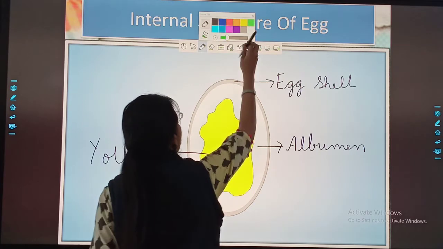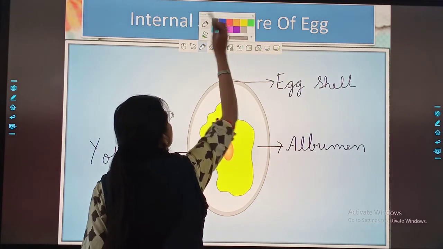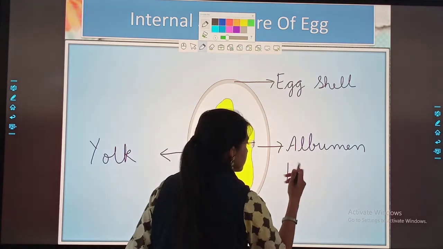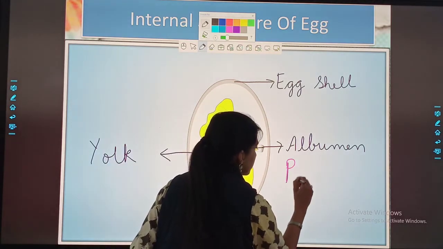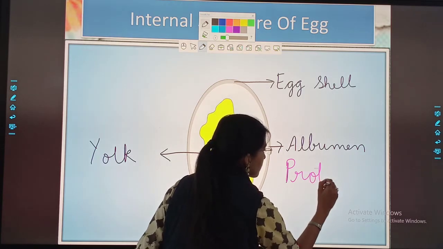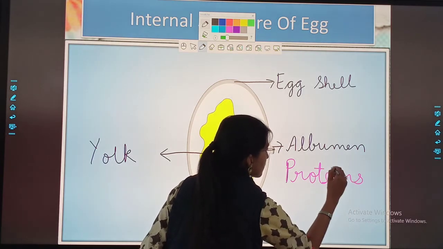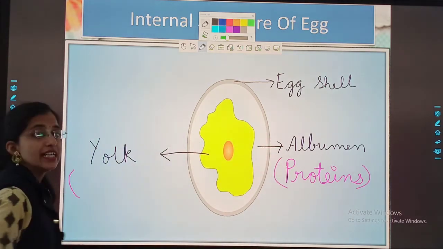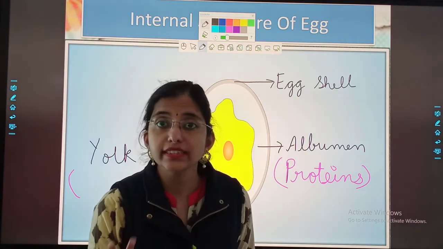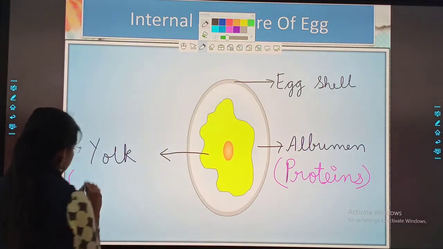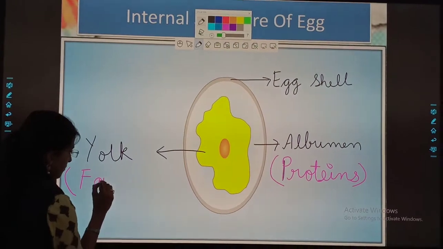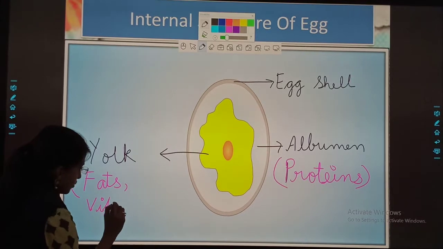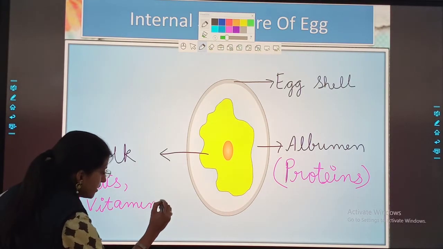Now albumin, I am writing with another pink. Albumin is rich in proteins. It is rich in proteins. Whereas yolk is rich in fats, vitamins and minerals. Children, write with me, don't waste time.